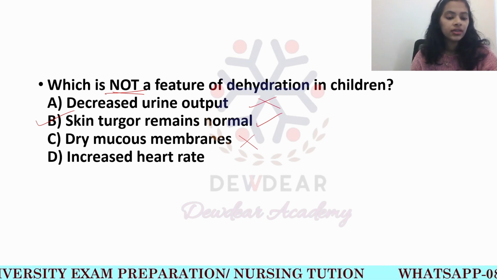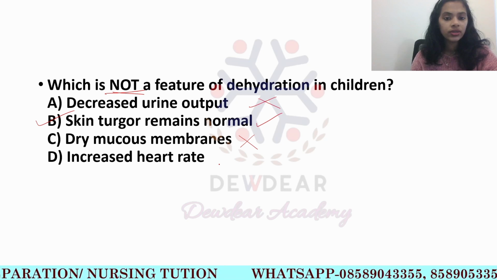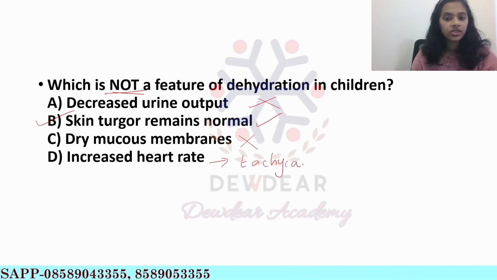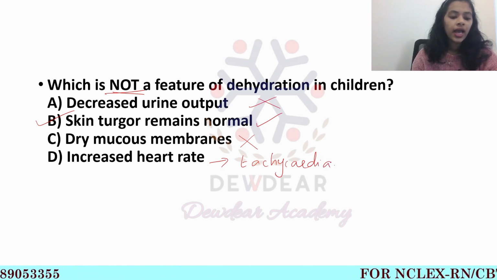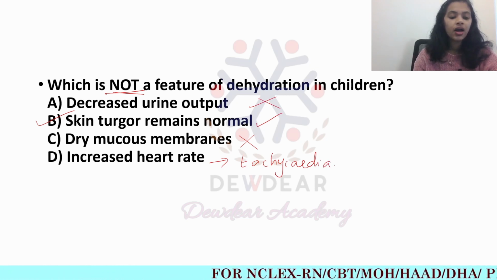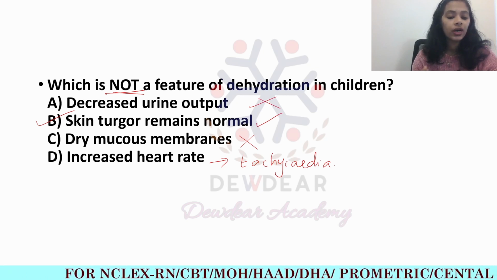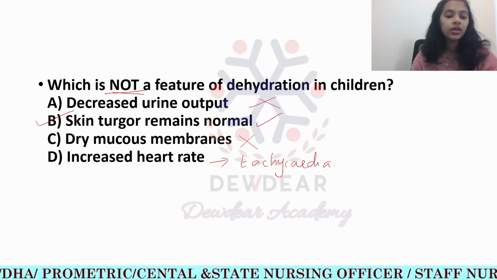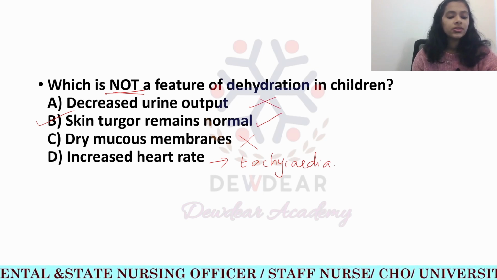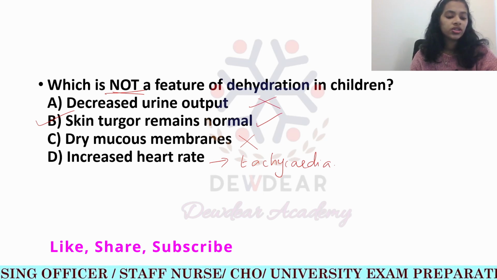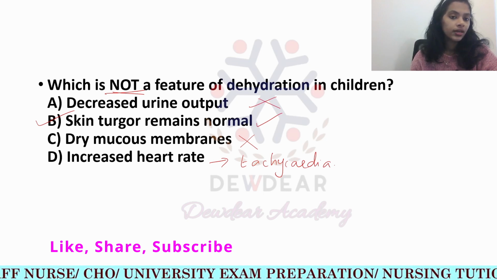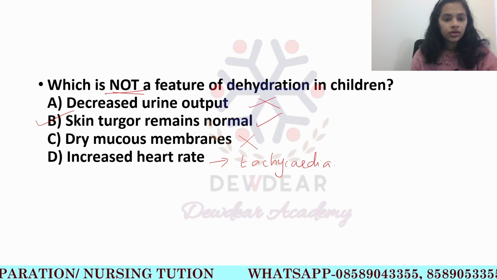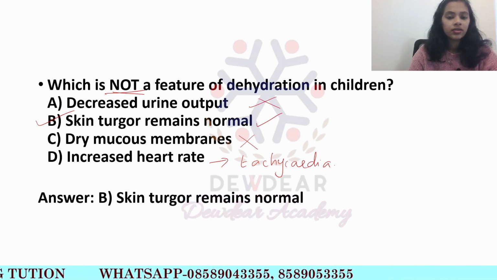Then option D, increased heart rate, which we call tachycardia. Tachycardia is a typical feature in dehydration because as the volume of circulating blood decreases, the heart tries to compensate by pumping faster to maintain adequate circulation and oxygen delivery. So that is also an important feature. So skin turgor remains normal is the incorrect statement here, meaning it is not a feature, and that is the correct answer. Option B is the correct answer: skin turgor remains normal.